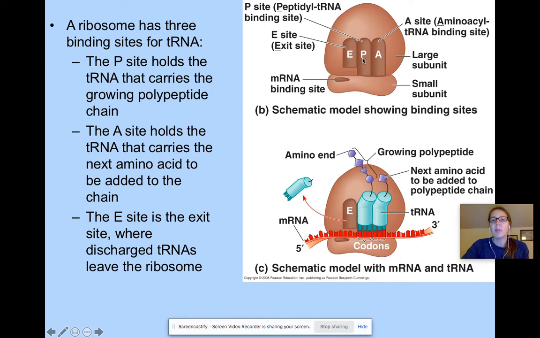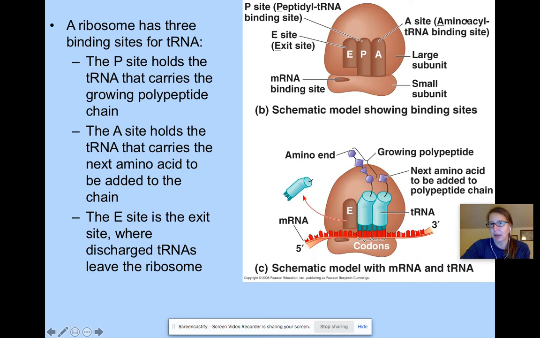Okay, the P site stands for peptidyl tRNA binding site, but I just think about it as position one with a growing polypeptide. So the P site is kind of the center one, the one that's going to be getting everything started. And we'll see that the first tRNA is going to be positioned here with the start codon. The P site is going to be holding the tRNA that actually has that growing polypeptide chain. So you can see here it's in the P site, and this is the one that has the growing polypeptide chain, this chain of amino acids. The A site is where the next tRNA is going to dock. So it's the aminoacyl tRNA binding site.